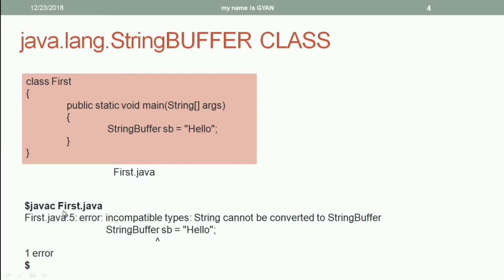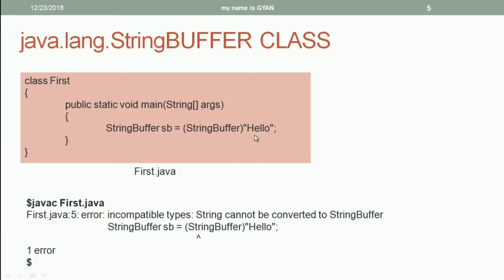So in this case, if we try to compile the java file First.java, javac will throw an error: incompatible types, String cannot be converted to StringBuffer. We cannot typecast the string literal into a reference of type StringBuffer. That we cannot do. Again javac will throw an error: incompatible types, String cannot be converted to StringBuffer. We cannot typecast a string literal into a StringBuffer. These two cases are wrong.